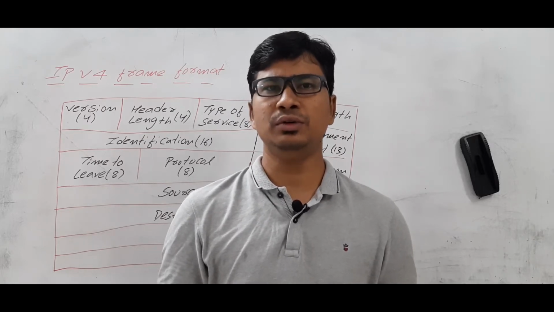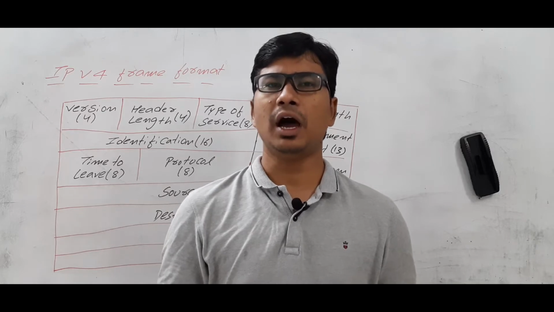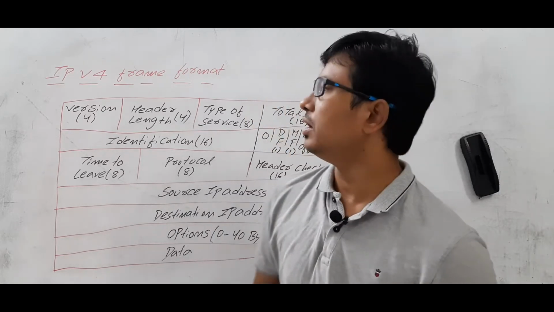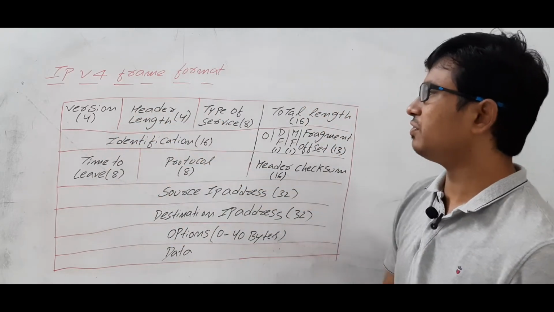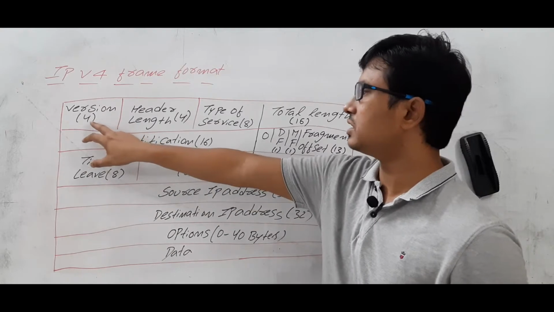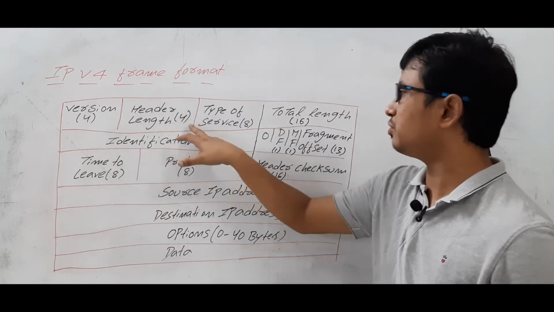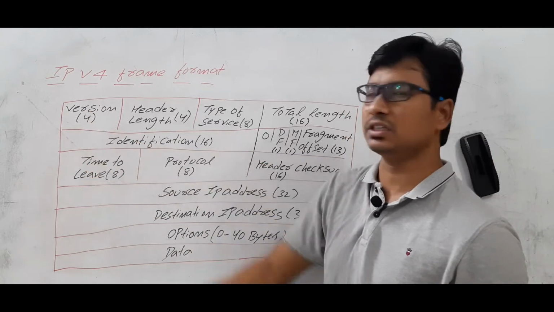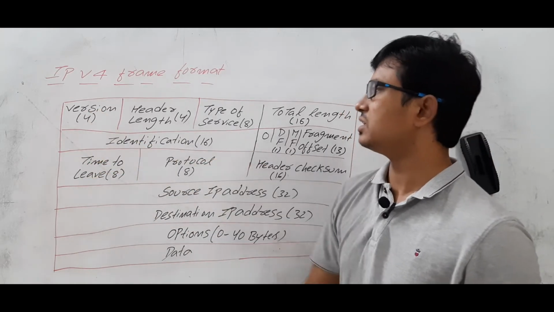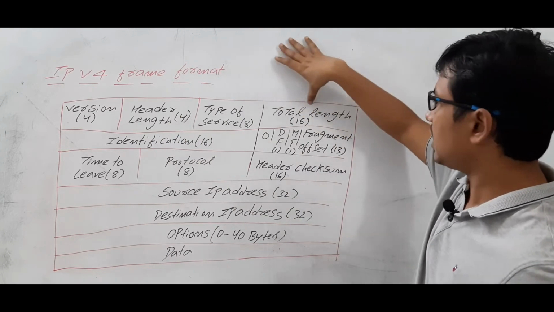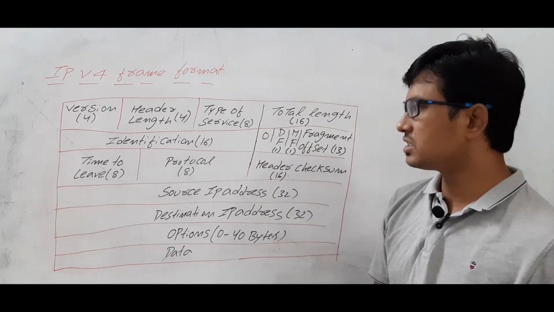In this video, I want to discuss the IP version 4 header format. It has the following fields. First, it consists of version, which is 4 bits. Here I have represented 4, 4, 8, all in terms of bits. So you have a version of 4 bits, header length of 4 bits, type of service of 8 bits, and total length of 16 bits.